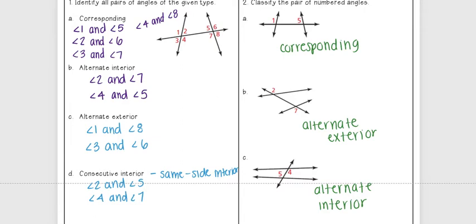Okay, so these are the answers that you should have gotten. For that first one, you should have answered corresponding. I see that they're both in the top left corner. They're both in the same kind of spot on either side.